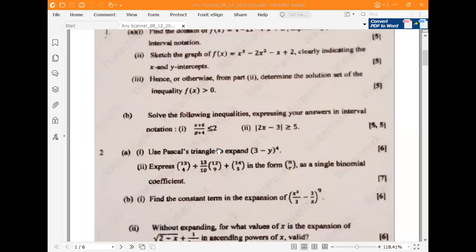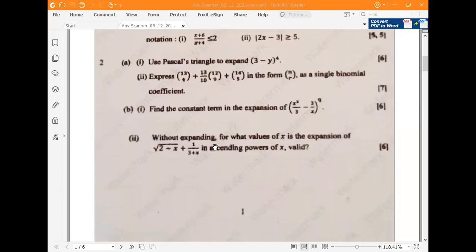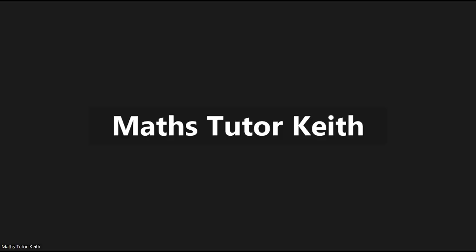So we continue. We are now doing question 2. Question 2 starts by saying, use Pascal's triangle to expand (3 minus y) to the power 4. So question 2, part a, part 1: use Pascal's triangle to expand (3 minus y) to the power 4.